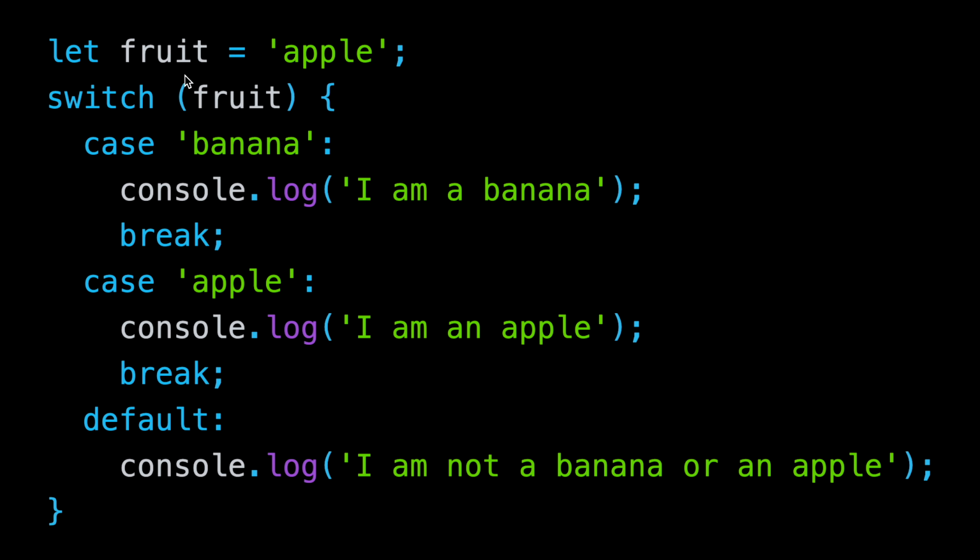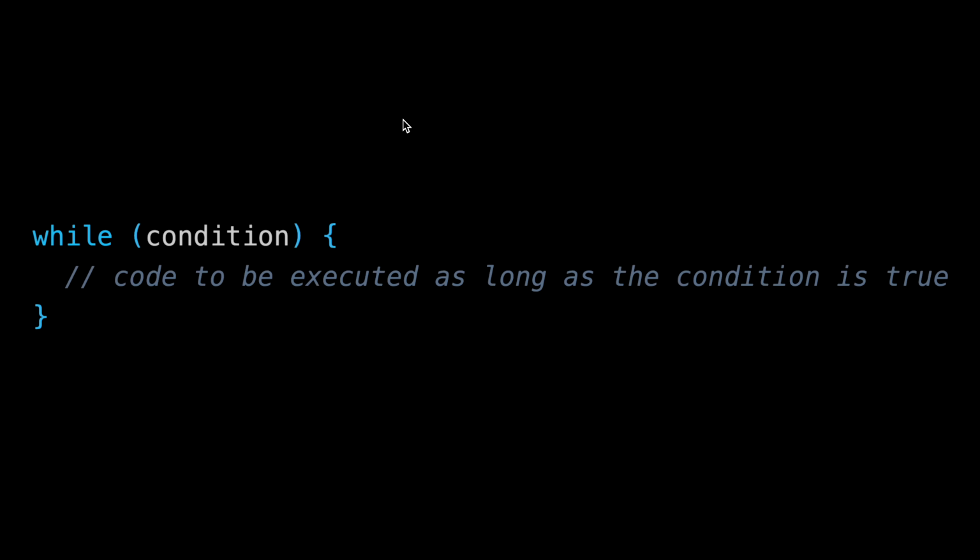So here's an example. Let fruit equal apple. Then we're going to check what is fruit equal. Well, if it's banana, I'm a banana, but in this case it's going to be apple. So it's going to log I'm an apple. And it will not log I'm not a banana or an apple because it is an apple.